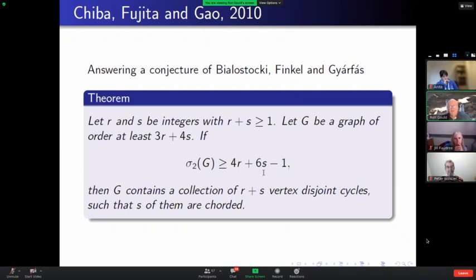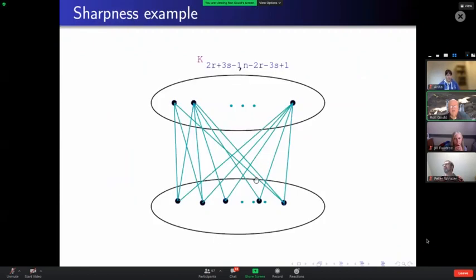And this is really just an extension of what we've seen already in terms of what the degrees need to be. Sharpness example, same thing. You just play with a bipartite graph and you partition it so the small side is just 1 short of what you need. And that's common in a lot of these examples.